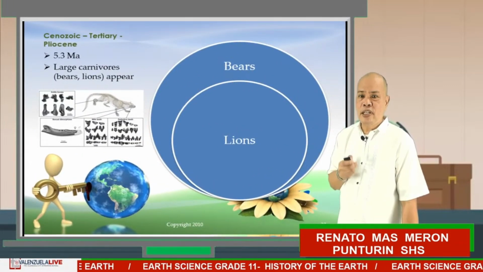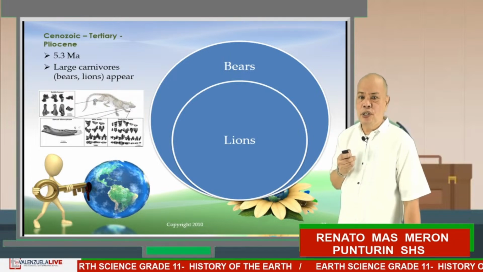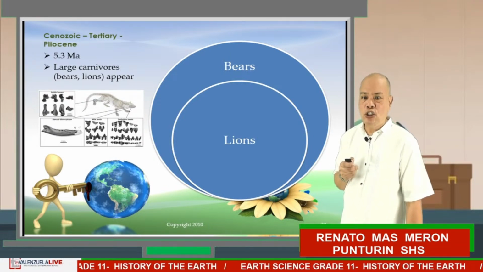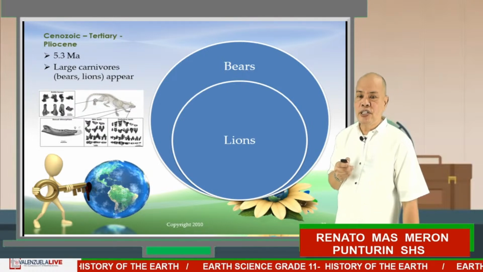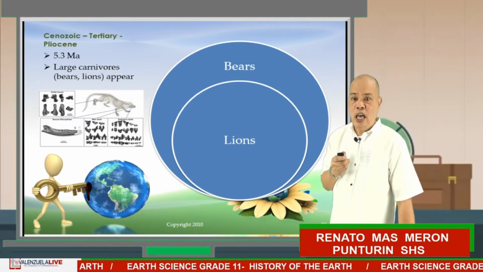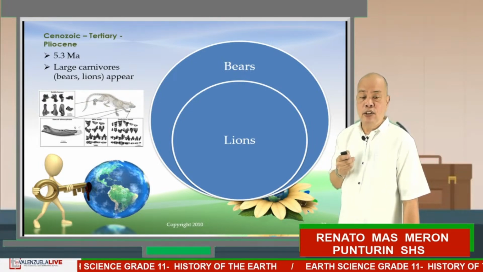Next to Miocene epoch was Pliocene epoch. In Pliocene epoch, during Tertiary period in Cenozoic era, in 5.3 mega-annum or 5.3 million years ago, these were the animals existent during this time. Large carnivores such as bears and lions appeared on Earth.